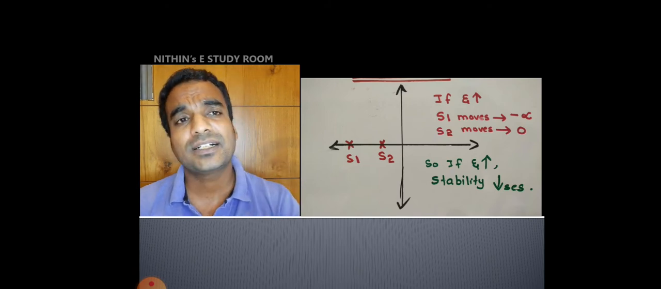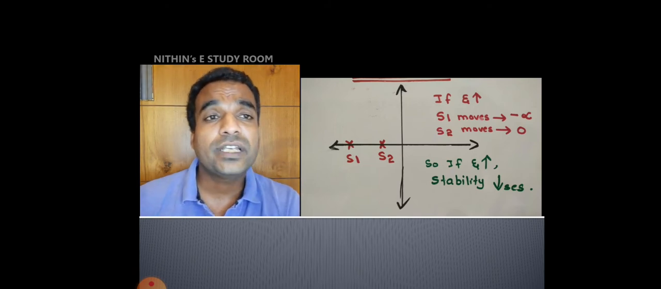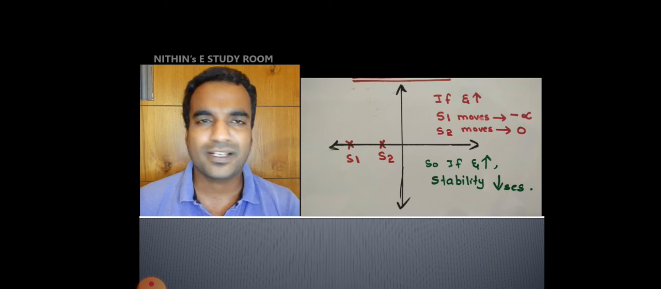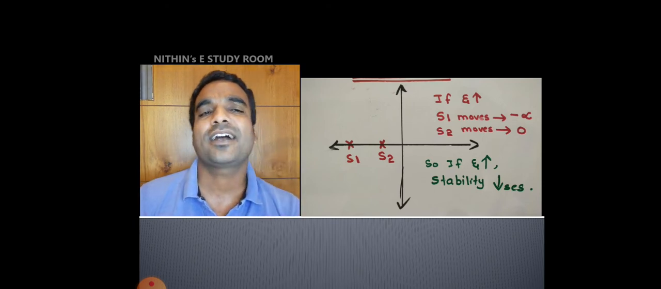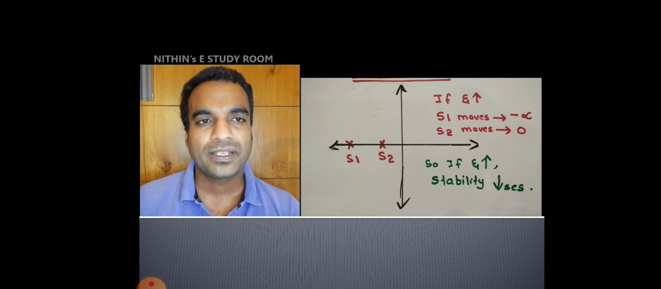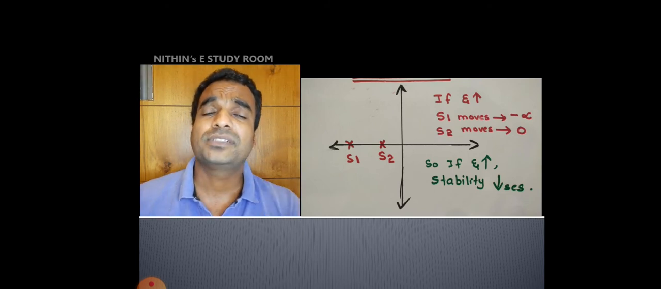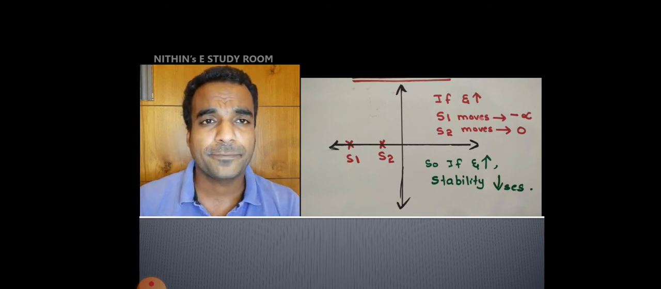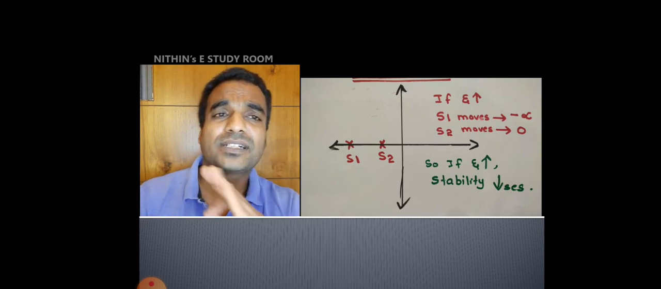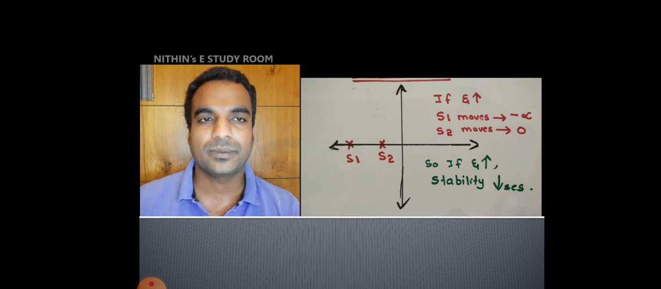Even though S1 is there on the left side, if S2 jumps towards the right side, the system will become unstable. If at least one pole is there on the right half plane, the system is unstable. Whether how many poles are there on the left side or not, it does not depend on the stability. If at least one pole is there on the right side, definitely the system is unstable.